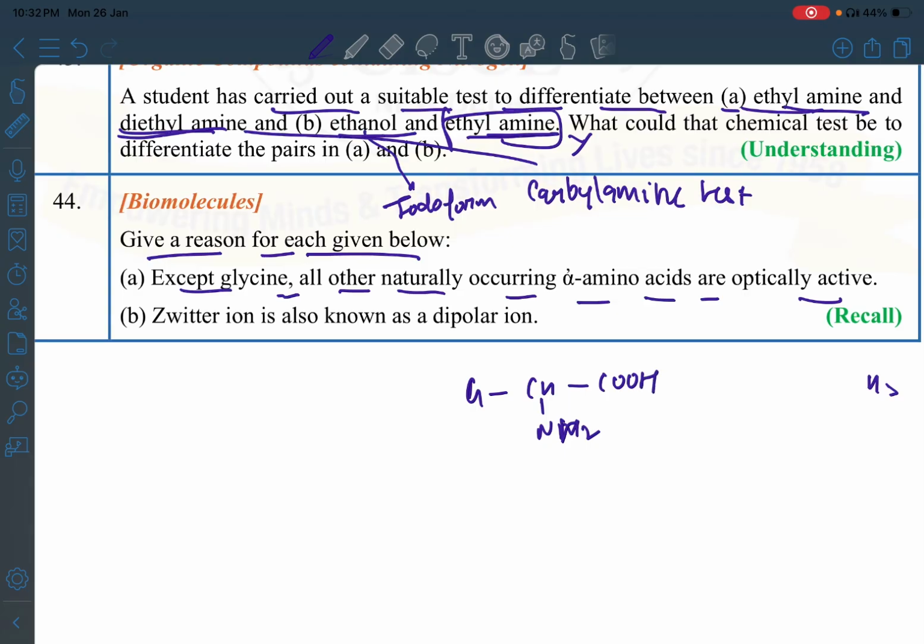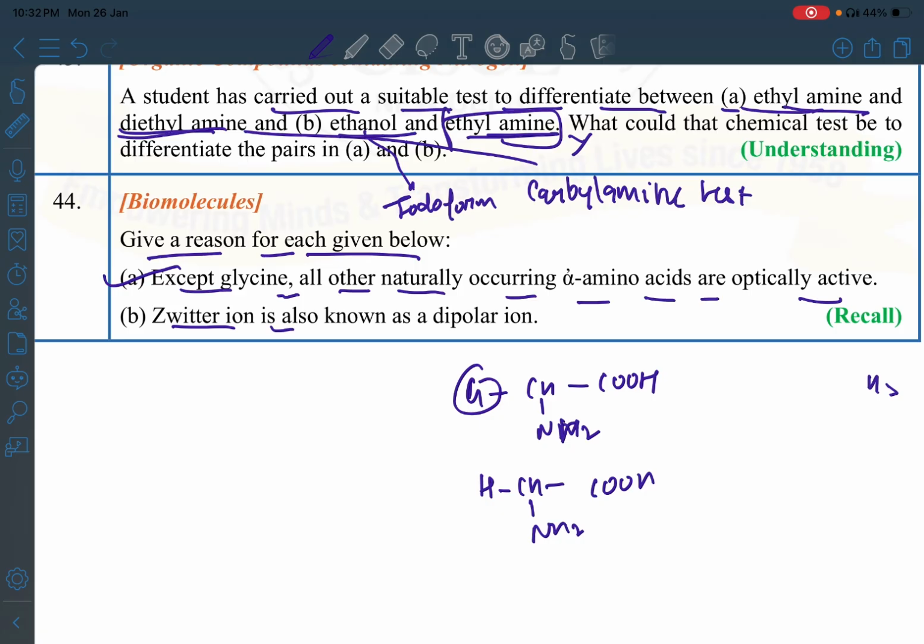This is the primary. For glycine, it becomes CH, G becomes H and NH2, which is not an optically active carbon, but all the other amino acids have optically active carbon. So that's why, except glycine, all other amino acids are optically active.